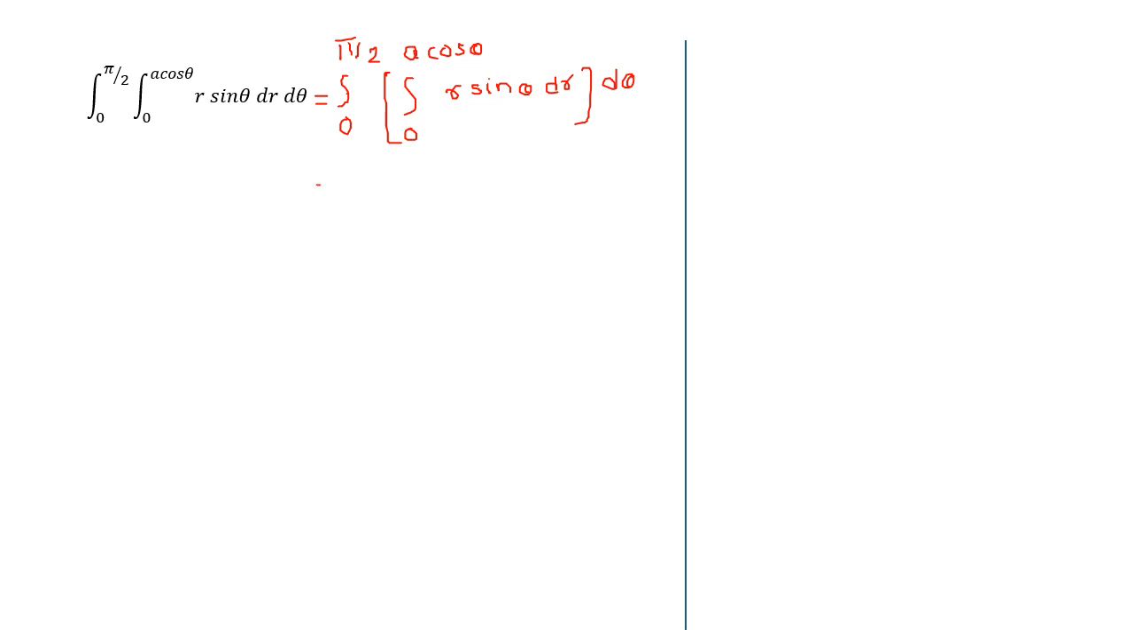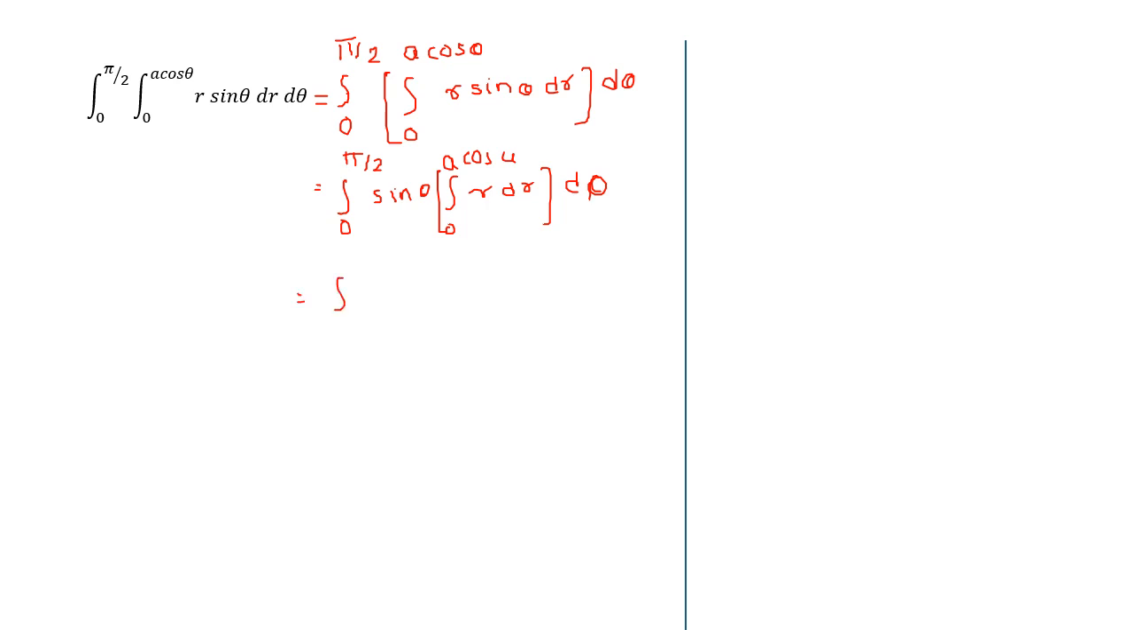So this is equal to the integration from 0 to pi by 2. For this particular integration, sin theta is the constant. So sin theta times the integration from 0 to a cos theta of r dr, and then next is d theta.